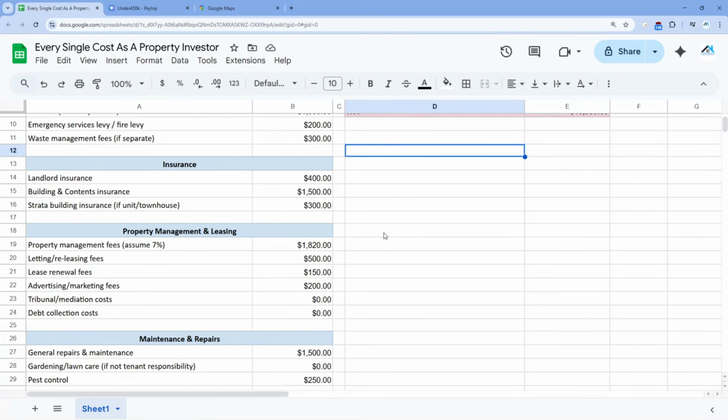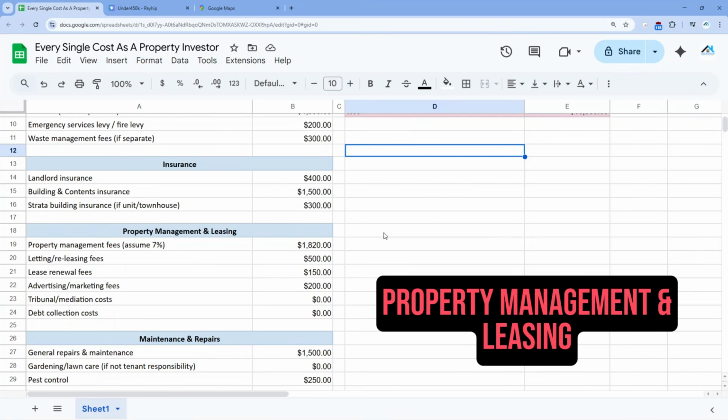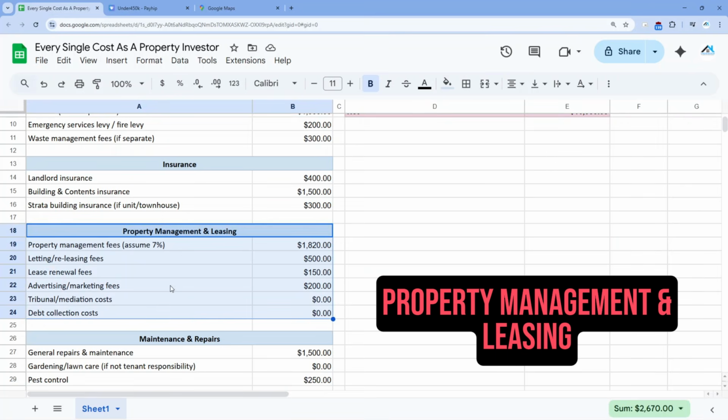Now, what's another major expense that you will have, but I think an absolutely critical one, is property management and leasing. I have a property manager for all my properties. Some people choose to rent it out themselves. I can't be bothered.